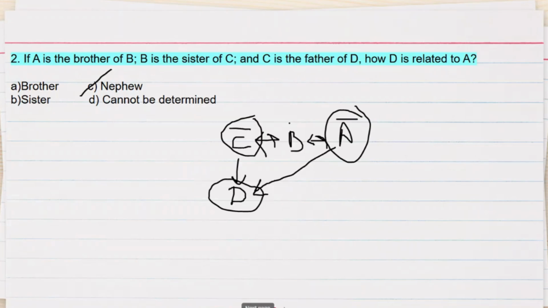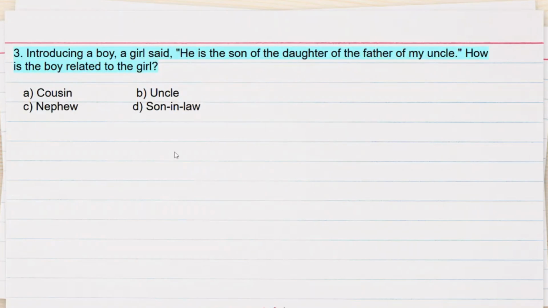Now moving to the very next question. Okay. Introducing a boy, a girl said, he is the son of the daughter of my father, of my uncle. How is the boy related to the girl? Again, guys, we will see this question at the end. We'll start with the statement first. Who is referred here? Introducing a boy, a girl said. So, the girl said he is the son of the daughter of my father, of my uncle. So, uncle, whose uncle here? The girl's uncle. So, okay, we'll start with the girl here.